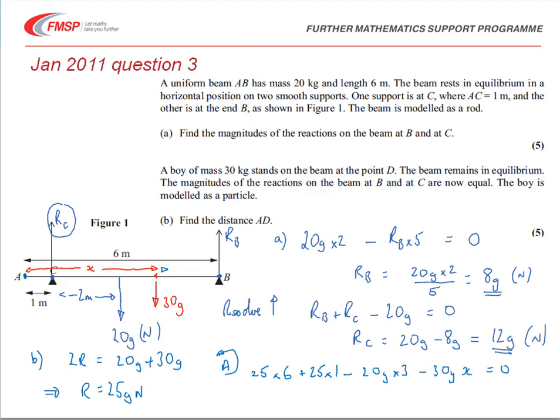Well, in total, we've got 175 minus 60, so it gives us 115g, which must be equal to 30g times x, which means that x is equal to 115 divided by 30, or 3.8. And of course it's a distance, so it's meters. So x is 3.8 meters.